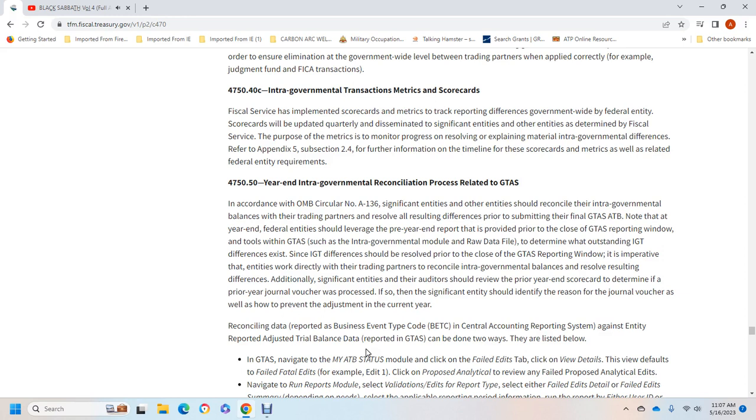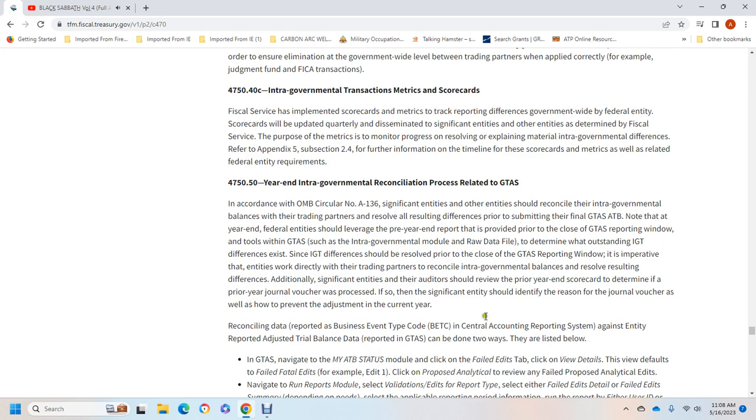Note that at year end the federal entity should prepare and report prior to the Governmentwide Treasury Account Symbol reporting window. Tools for the Governmentwide Treasury Account Symbols, such as the intergovernmental knowledge and the raw data file, will determine the outstanding IGT differences. The IGT differences should be resolved prior to the close of the Governmentwide Treasury Account Symbol reporting window. It is imperative that the entity work directly with the trading partner to reconcile the intergovernmental balance and resolve the difference. Additionally, significant entities should review the prior year-end scorecard to determine if the proper prior year journal voucher was processed.